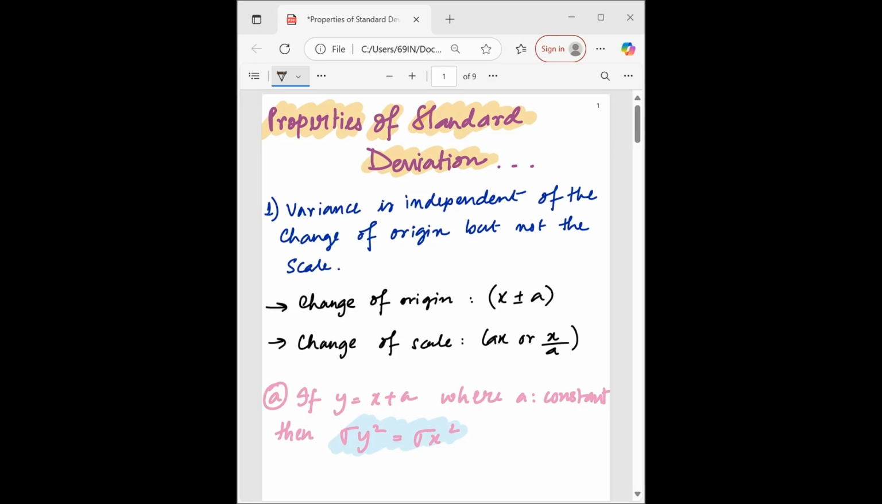This is Ahili Bhattacharya, your stats buddy, and today we are going to study the properties of standard deviation. Okay, so let's get started.